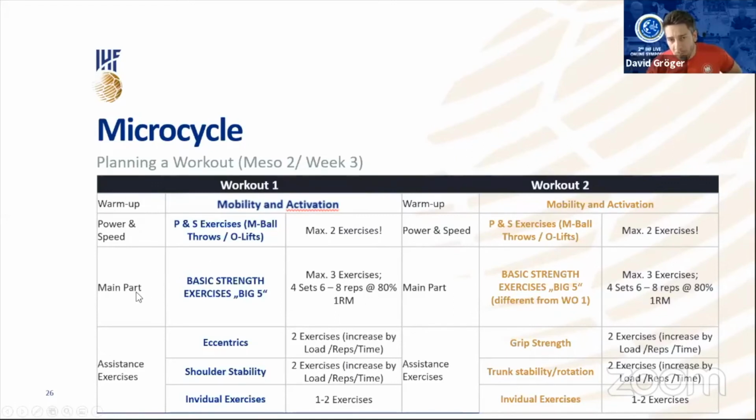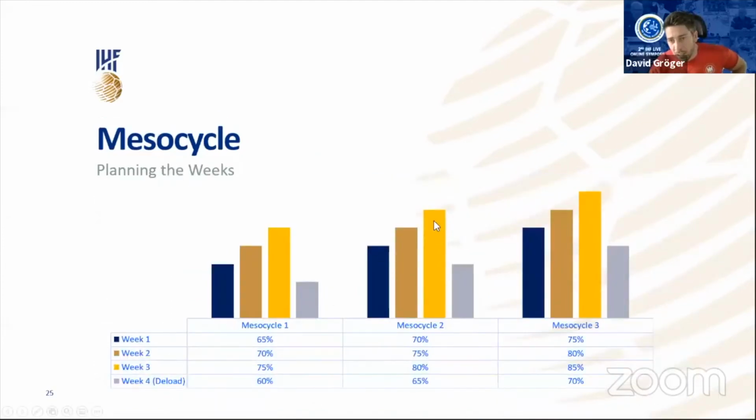And then you have the main part. Here you pick two or three exercises from the basic strength exercises, from the big complex exercises, and these are executed in this case with 80% and with 6 to 8 reps. This is an example for mesocycle 2, week 3. Go back, you can see where it is. This is the part before the deload.